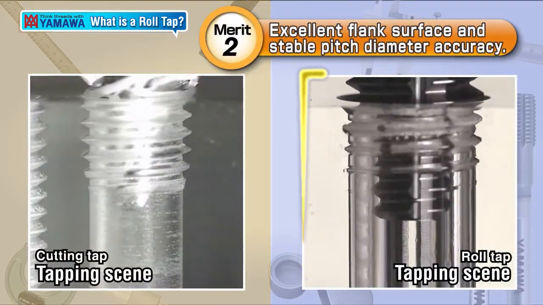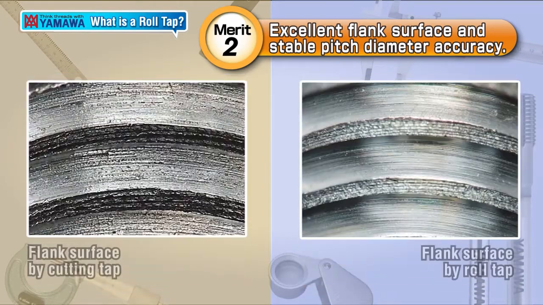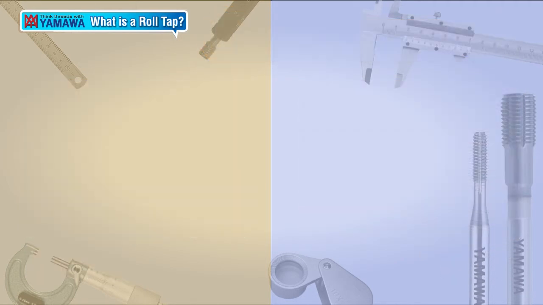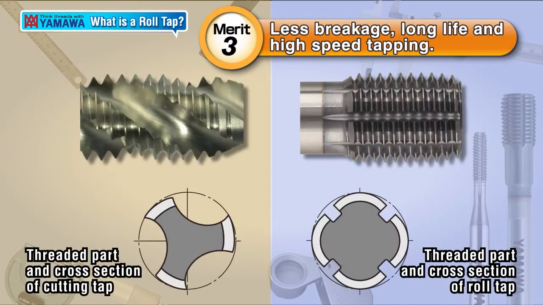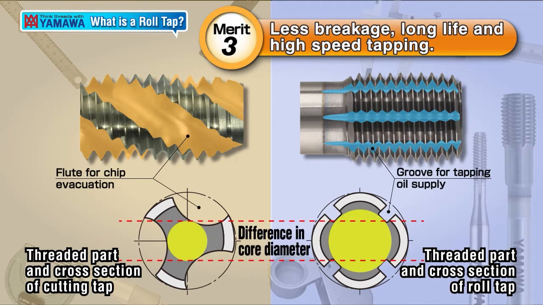Roll taps create internal threads by displacing and forming work materials to the form of the threads on the tap. This results in an excellent surface finish of the internal thread flank along with a high-pitch diameter accuracy. Roll taps do not have flutes for chip evacuation. As a result, the tap is less likely to break and is a much stronger tool.